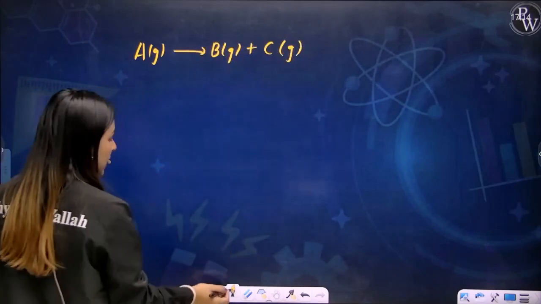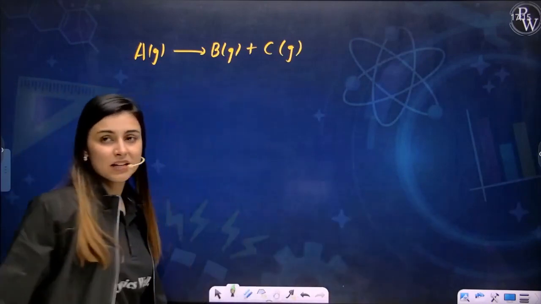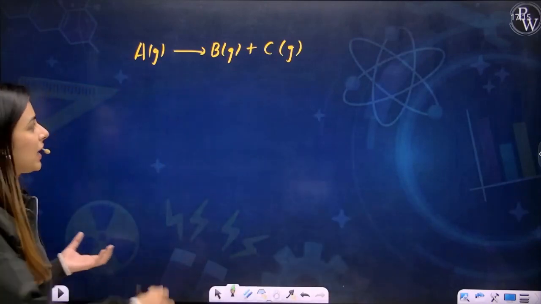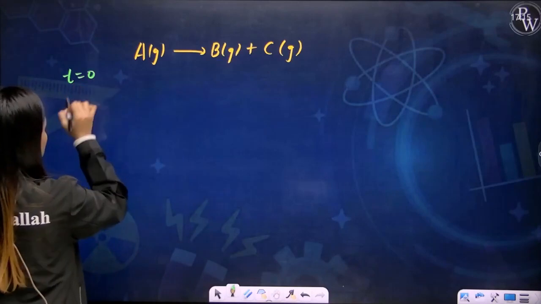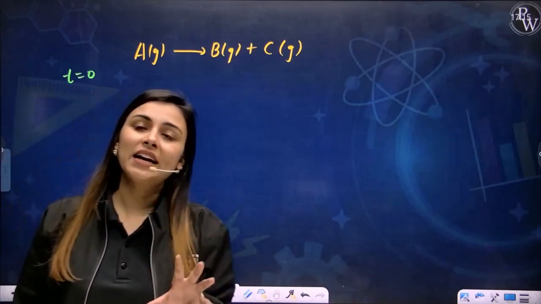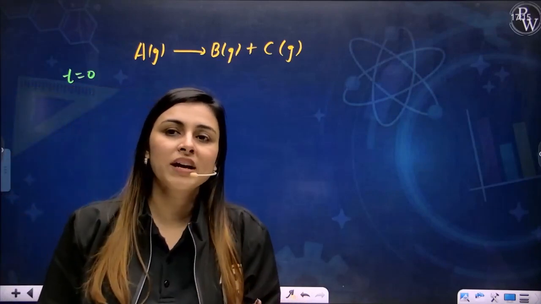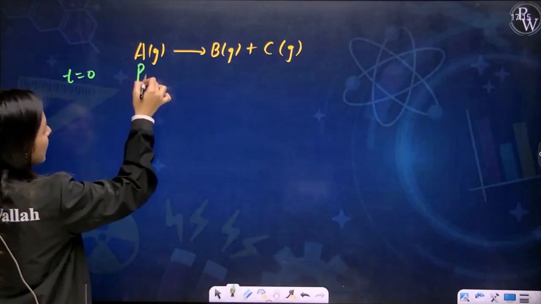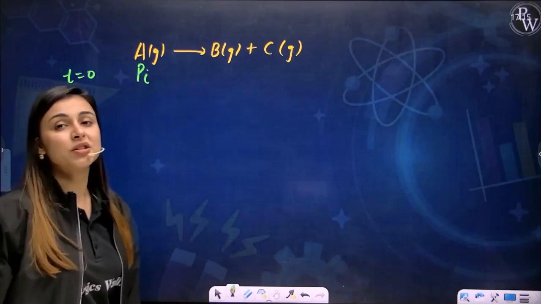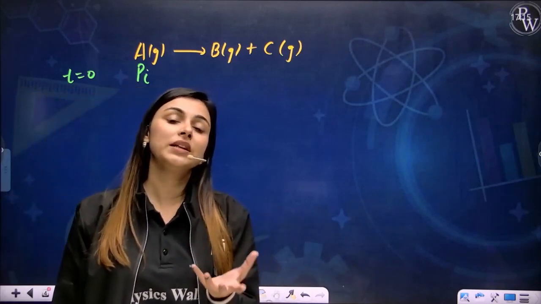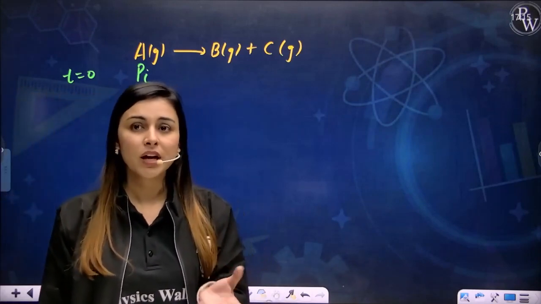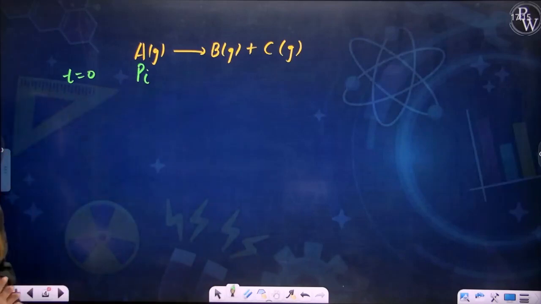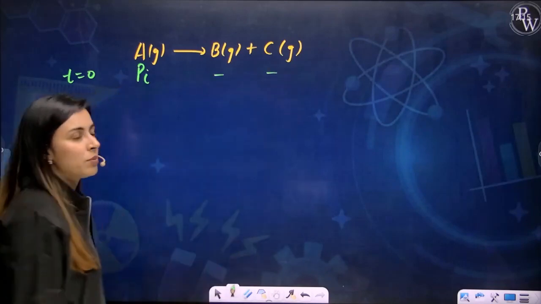Yes. Now if we talk about the start of the reaction, that is at time t equal to 0, you had all the reactant, you will not have any product because no reaction has taken place. This means that, let's say Pi is the initial pressure, and the initial pressure will only and only be because of the reactant gas. So this is your P initial. You will not have any of the products formed till now.